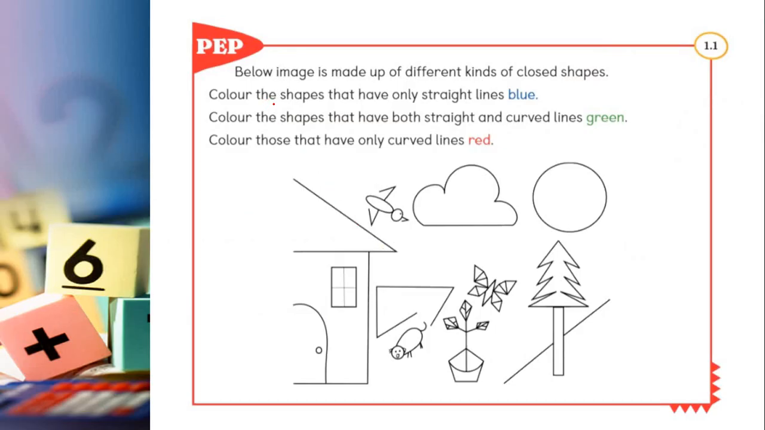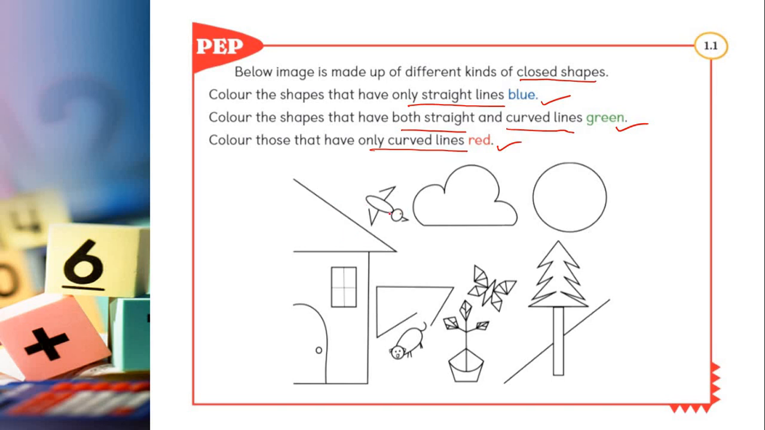Here is the perspectivity in your studio. The image below is made up of different kinds of closed shapes. Color the shapes that have only straight lines with blue. Color the shapes that have both straight and curved lines with green, and color those that have only curved lines with red. Children, you see many shapes around you, in your neighborhood, in your house, in the school.